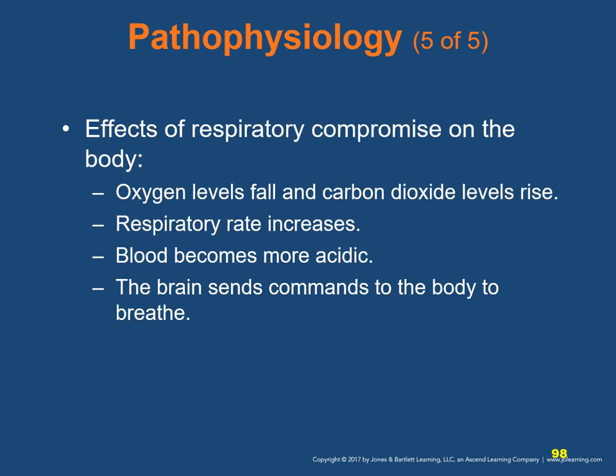The effects of respiratory compromise in the body are that oxygen levels throughout the body fall and carbon dioxide levels rise. The brain detects an increase in carbon dioxide levels. The body increases its respiratory rate in an attempt to return the carbon dioxide levels to normal. If increased respiratory rate does not occur or is not effective in returning carbon dioxide levels to normal, the blood will become more acidic. Similarly, blood oxygen levels begin to fall, and this will cause the brain to issue further commands to breathe. That's why you have increased respiration.